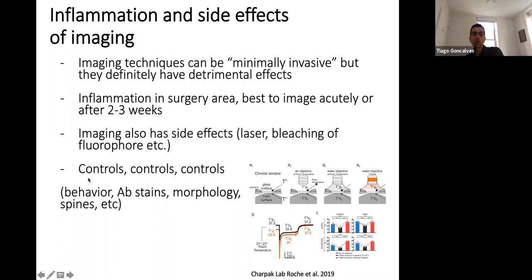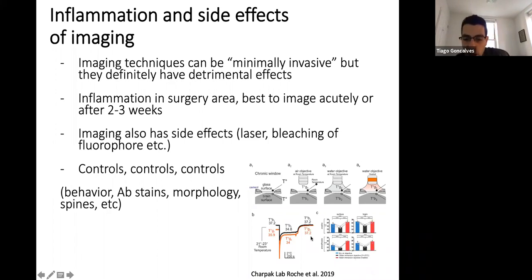So what you need to do, well, controls. Control for your behavior, make sure that your behavior is still there when your mice have been through this imaging. Antibody stains for IBA1, for example. Morphology of the cells, is it unchanged? The spines and so forth. So these are all things that you need to do.